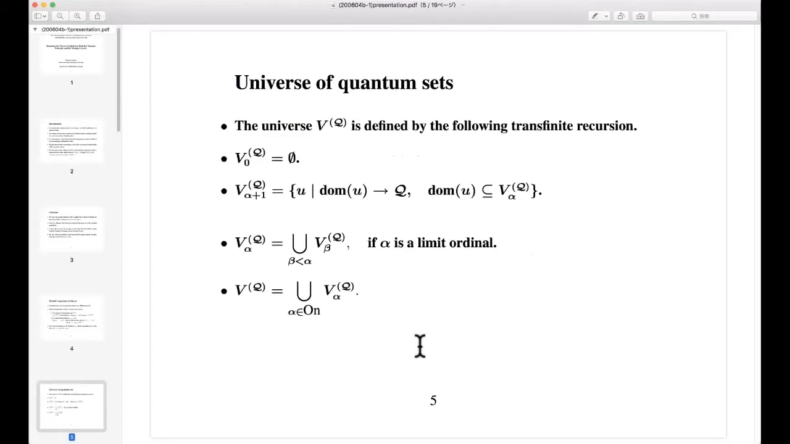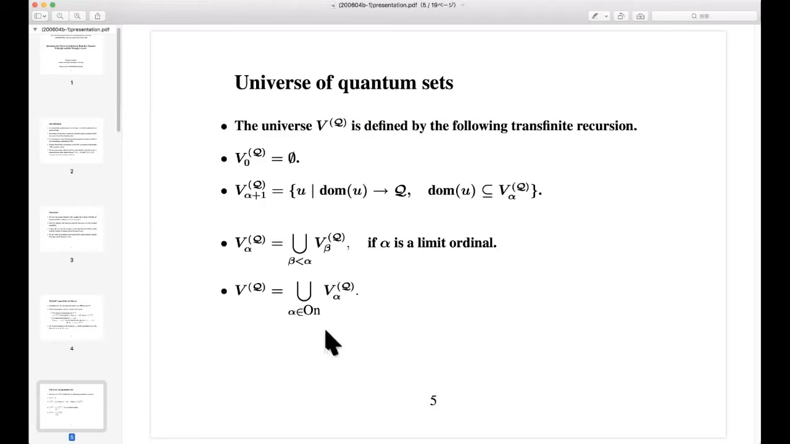The universe V^Q is defined by the following transfinite recursion. V_0 is the empty set, and after alpha steps, V_{alpha+1}^Q is the set of functions from subsets of V_alpha^Q to quantum logic Q. And if alpha is a limit ordinal, V_alpha^Q is defined as the union of all V_beta^Q constructed before alpha. Then V^Q is defined as the union of all the V_alpha^Q, where alpha varies over all the ordinal numbers.